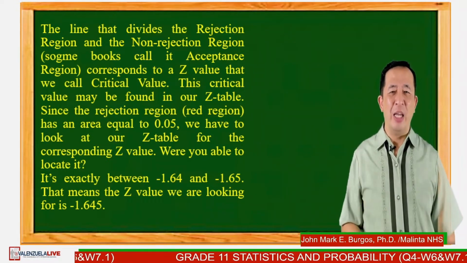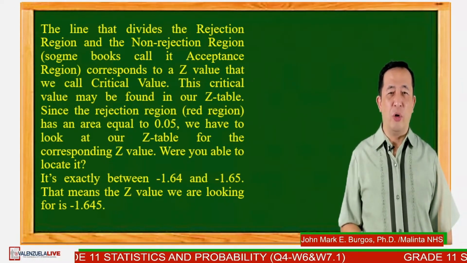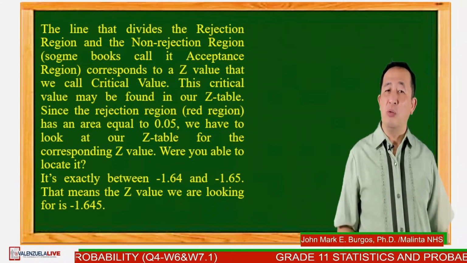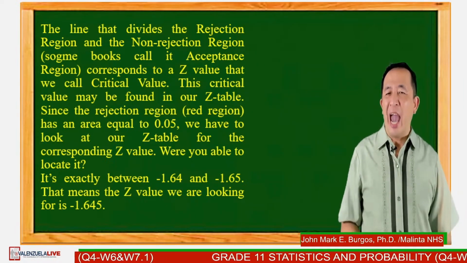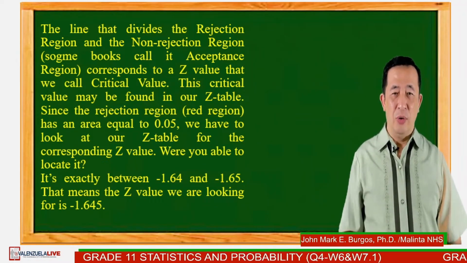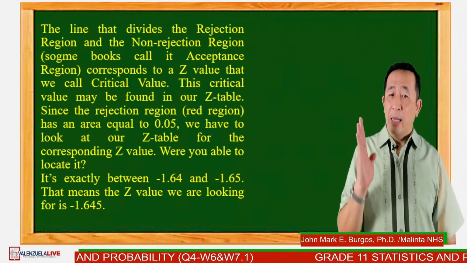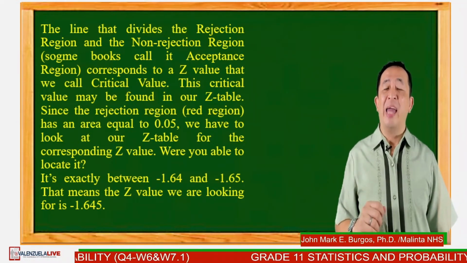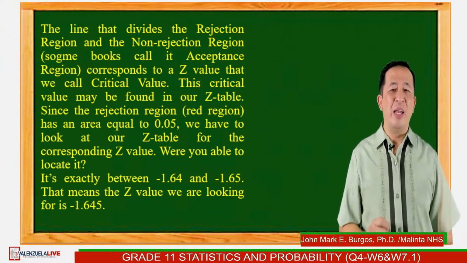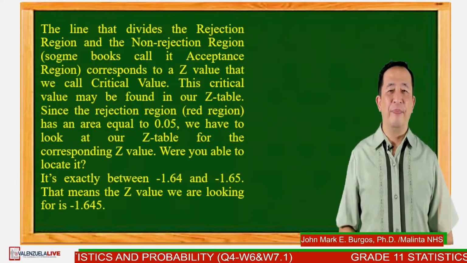This critical value may be found in our Z table. Since the rejection region, or the red region in the figure that you saw, has an area equal to 0.05, we have to look at our Z table for the corresponding Z value. Now, were you able to locate it? It's exactly between negative 1.64 and negative 1.65. That means the Z value we are looking for is negative 1.645.